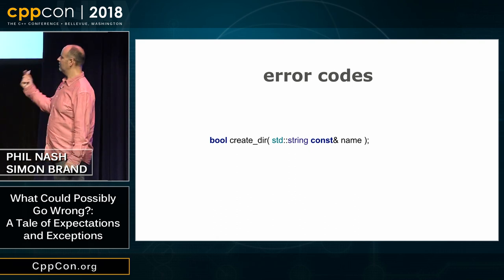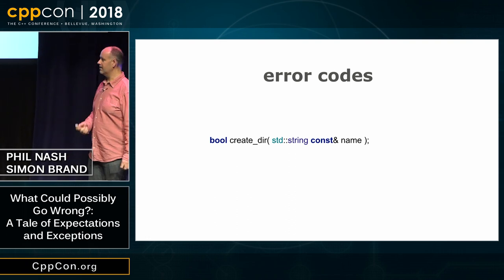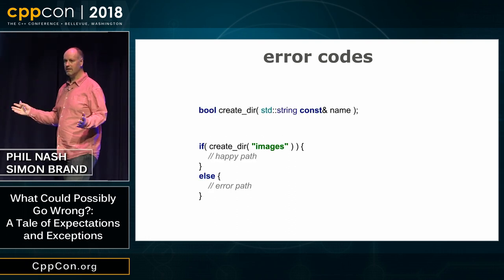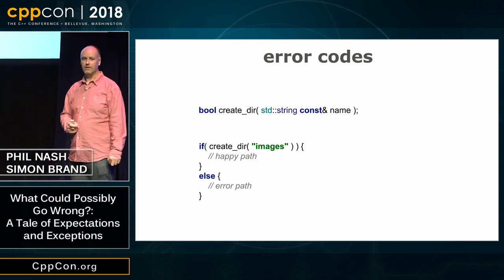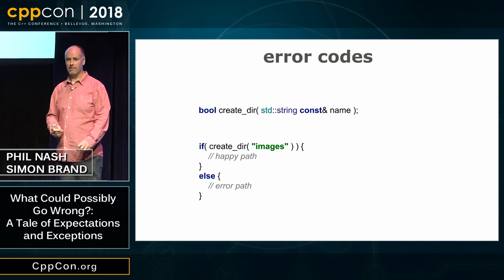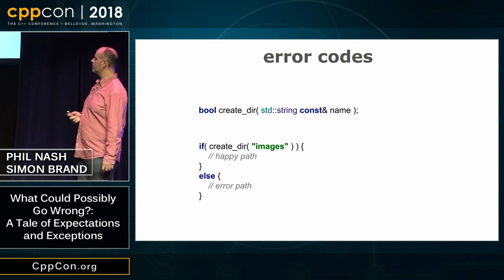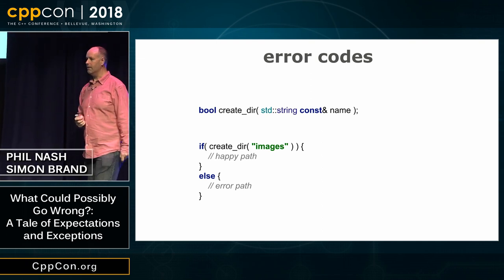So I think it's fairly clear that that's our error channel. And to use that code, no surprises here. We're just going to call it and do some sort of if statement to handle the error. So we've got the happy path and the if, and the else is the error path. What could be simpler than that? And how does that stack up?